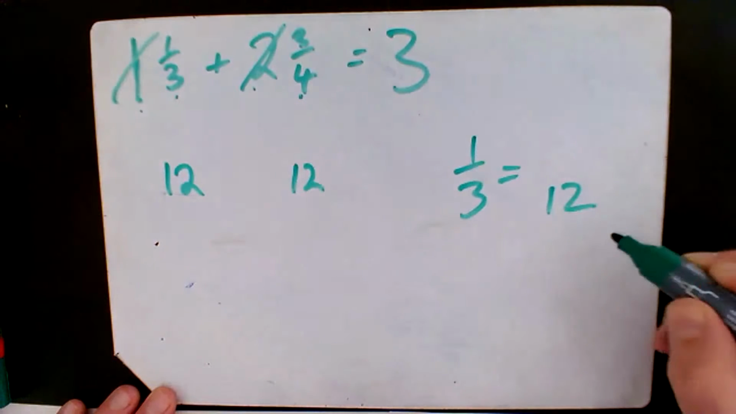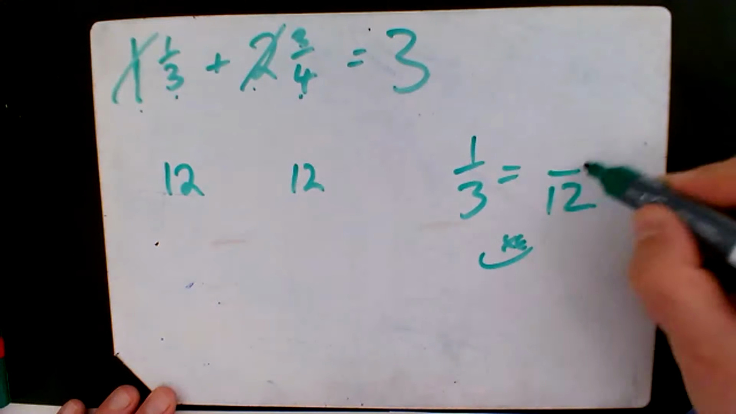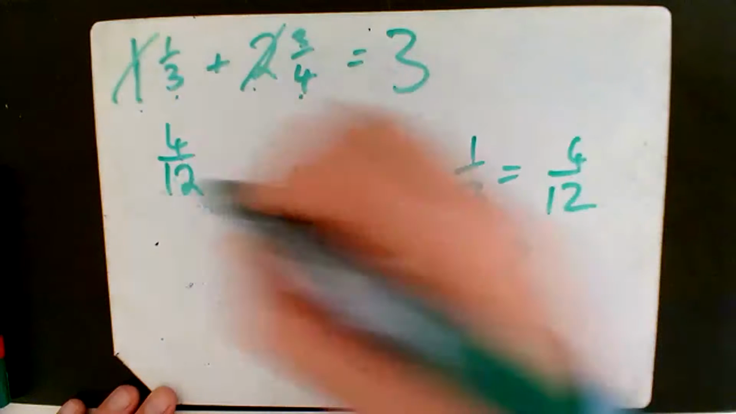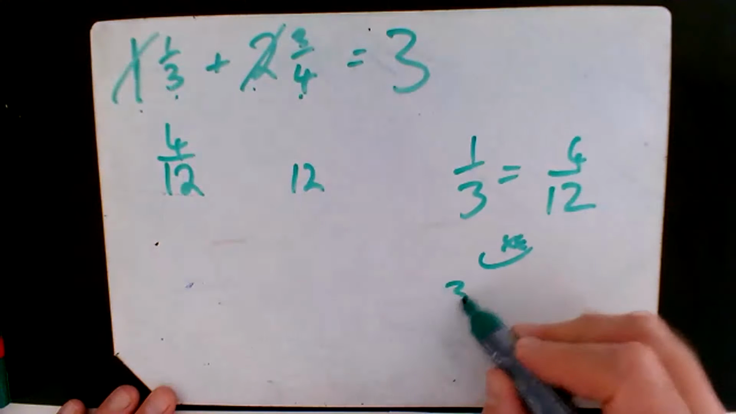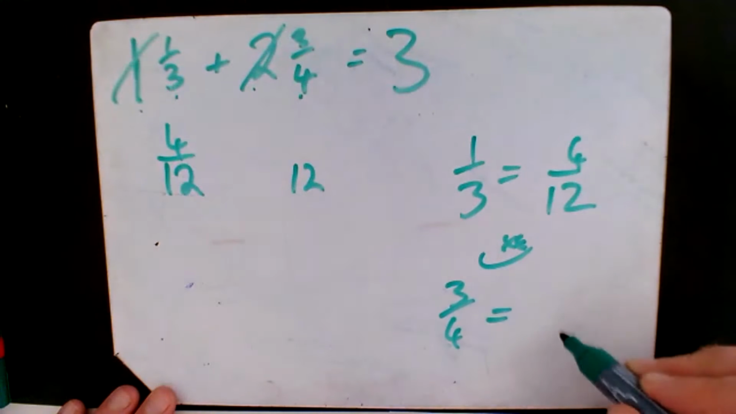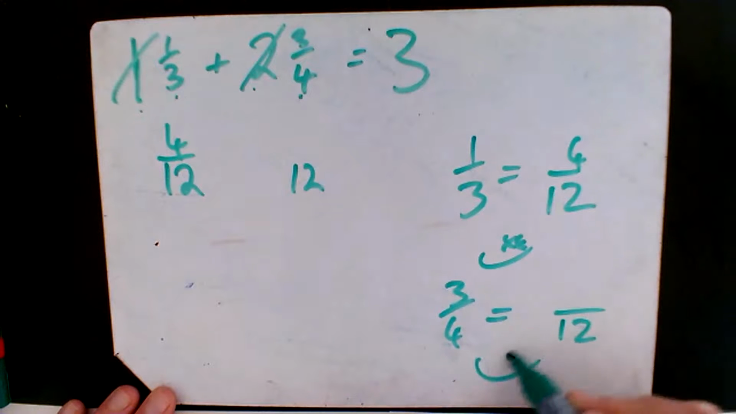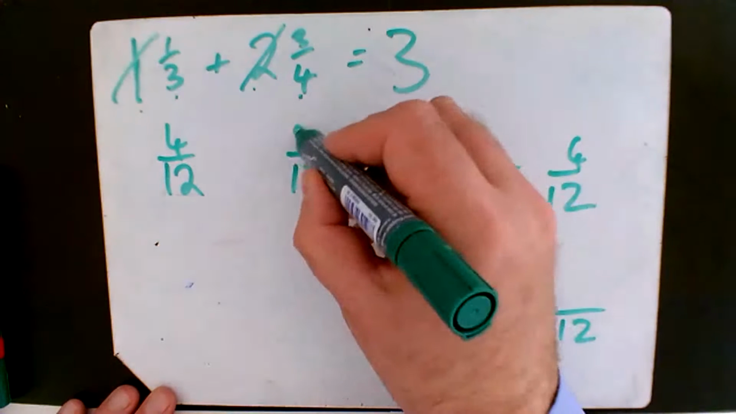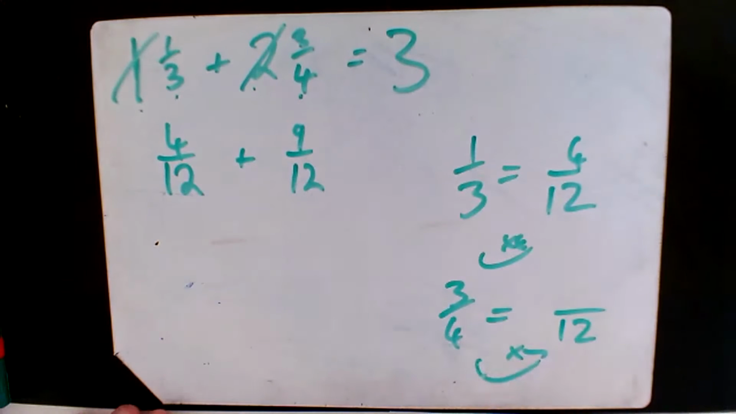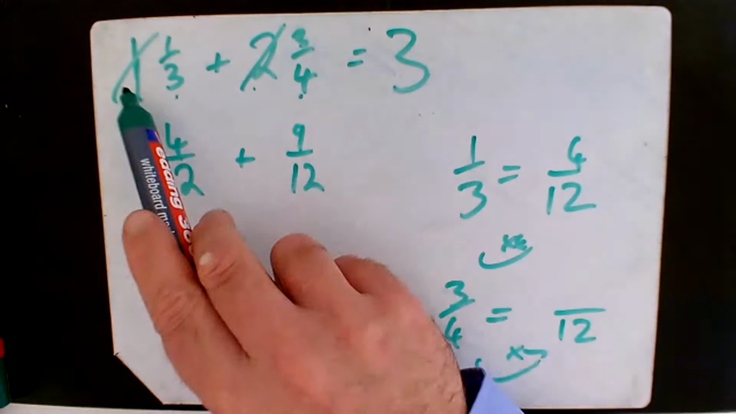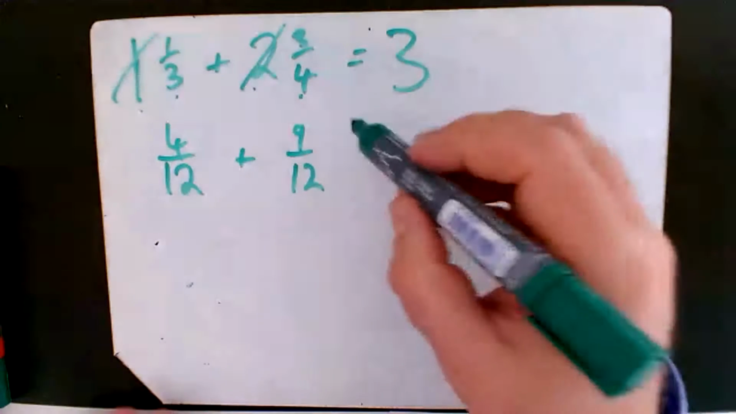1/3 equals how many 12ths? Times by 4, so it's 4 12ths. 3/4 is how many 12ths? Times it by 3, so it's 9 12ths. So I'm going to add those up. I've already done the whole numbers: 1 and 2 is 3.